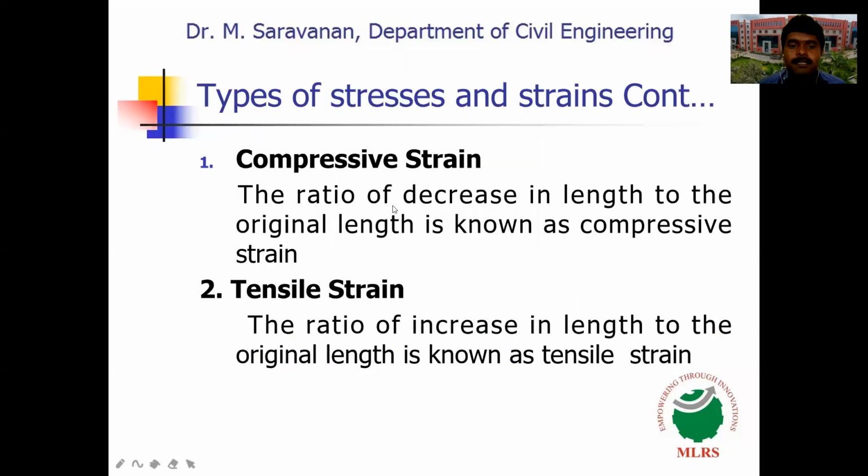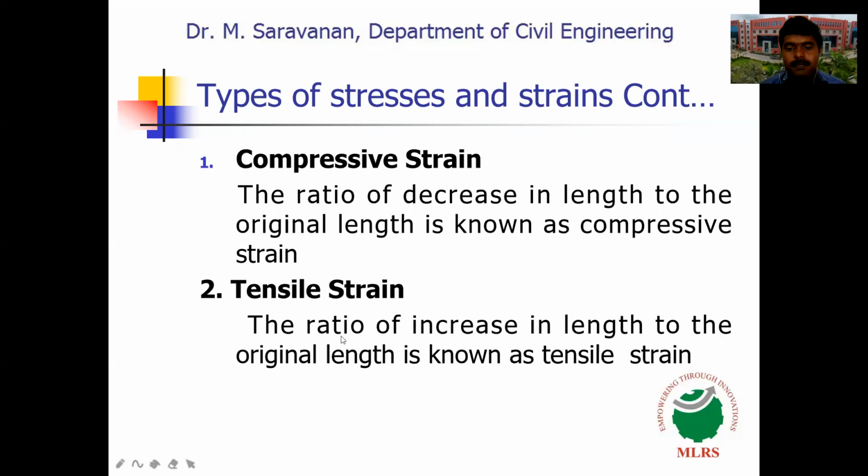So compressive strain: the ratio of decrease in length to the original length is known as the compressive strain. So you know what is strain? Generally the strain is nothing but the change in dimension divided by original dimension. So because of the compressive stress, the length of the body gets decreased. Therefore the ratio of the decrease in length to the original length is known as the compressive strain.